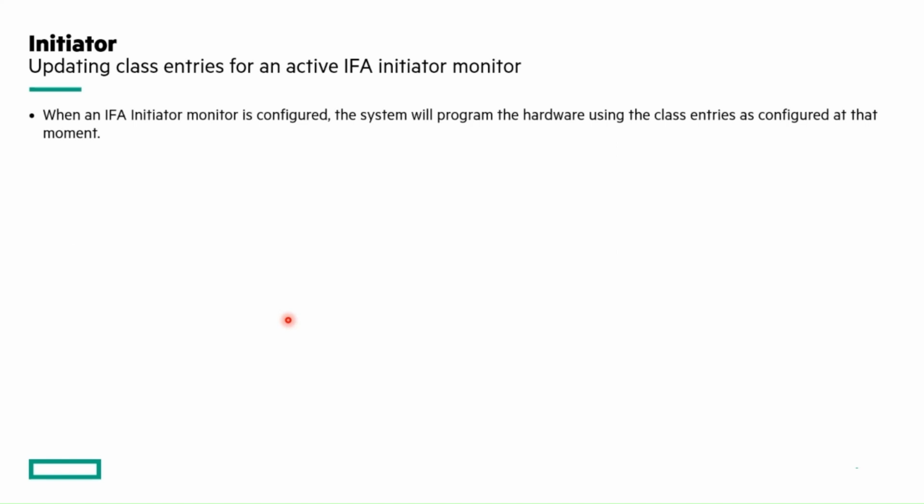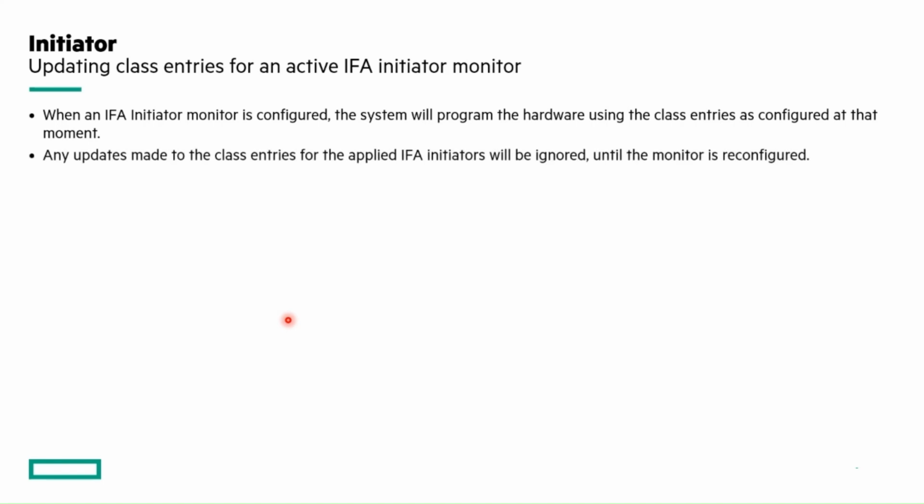Now, when an IFA initiator monitor is already configured, the system will program the hardware using the class entries as configured at the moment when you created that particular initiator monitor. So any updates you make to those class entries after assigning it to a particular initiator, for instance changing the destination port, removing a criteria, or adding a criteria, will be ignored until the monitor is reconfigured, which means you have to unassign the class and then assign it to the monitor once again.